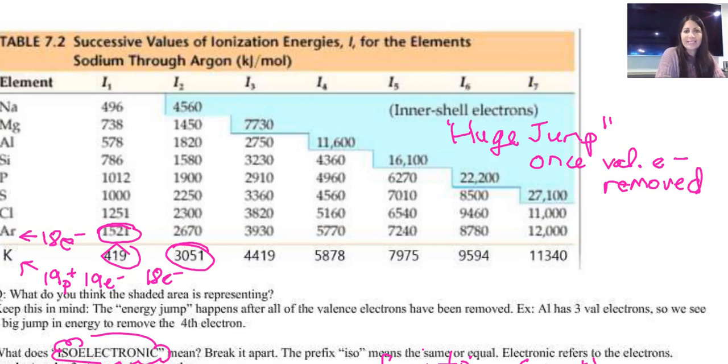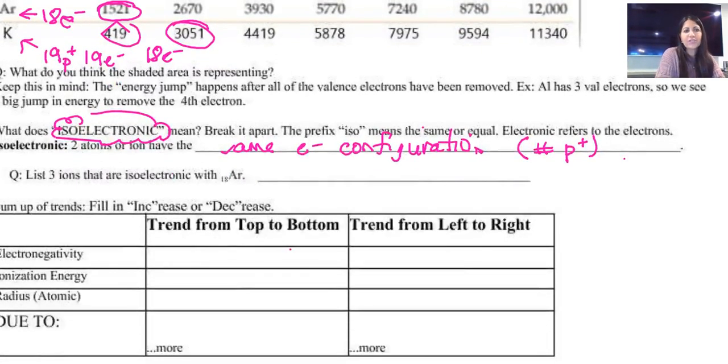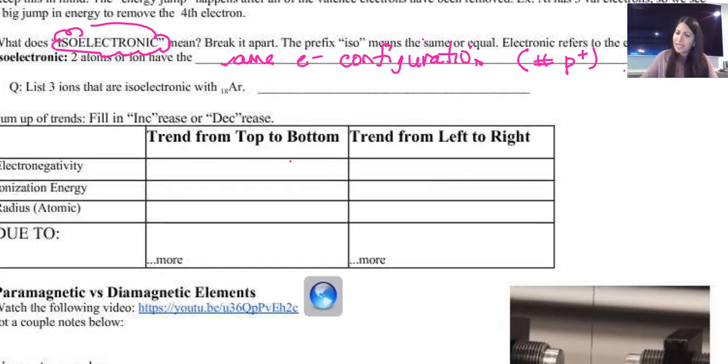Okay, so it was asking us here to list 3 that are isoelectronic with argon. So let's just put down chlorine with a -1. Let's put down potassium with a +1. And then we can put calcium with a +2. Okay, so those are all going to be isoelectronic, meaning they have the same electron configuration.